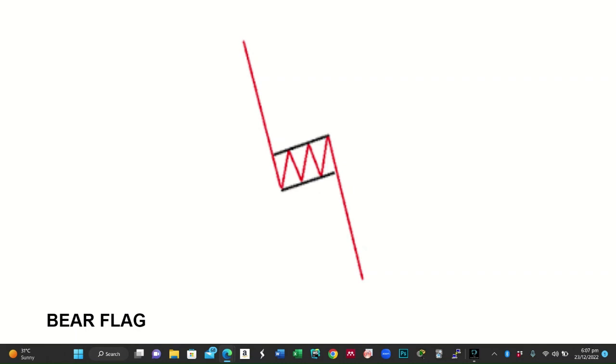Price is coming from a higher position, then it corrects or consolidates before continuing downwards. So that correction is what we call bear flag. So the main difference between bull and bear flag is that bull flag is mainly used to catch an uptrend, and a bear flag is mainly used to catch a downtrend.